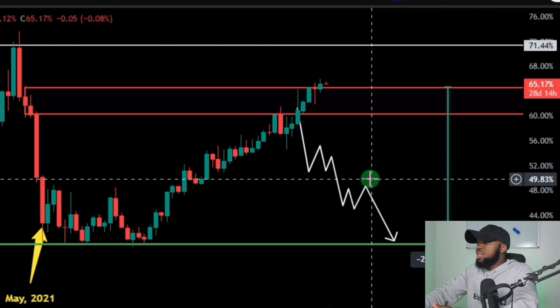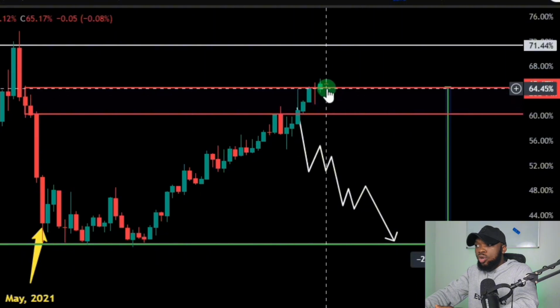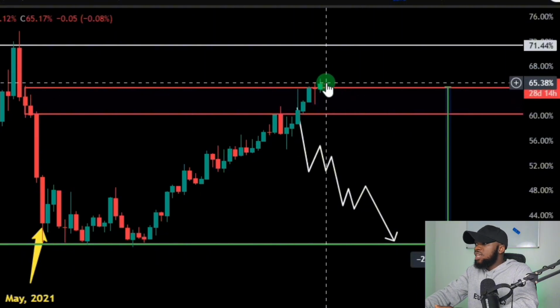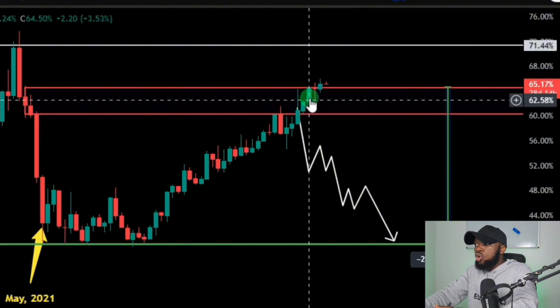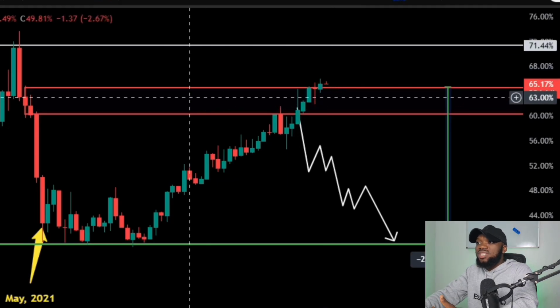Position yourself correctly now before this crash happens. I think the pump for the BTC dominance is almost nearing its peak. Any moment from now, we should start expecting that crash.